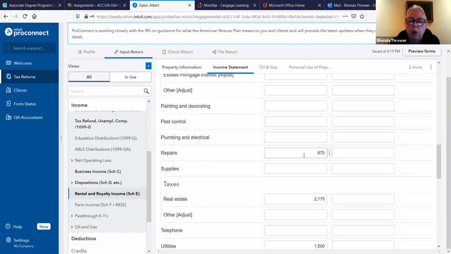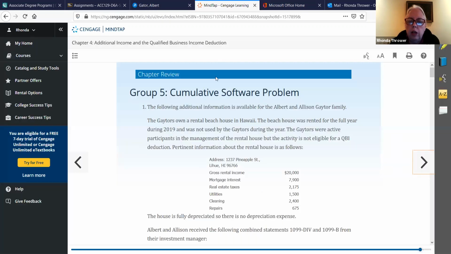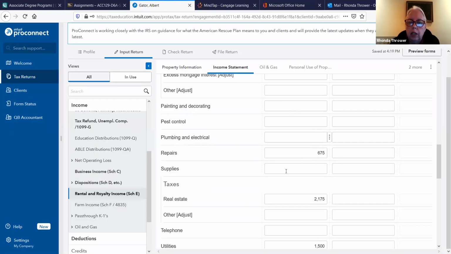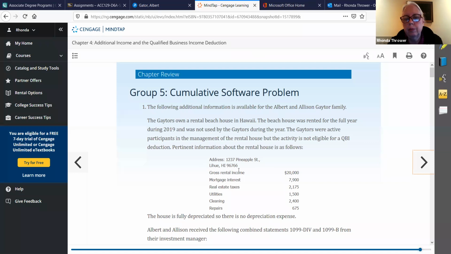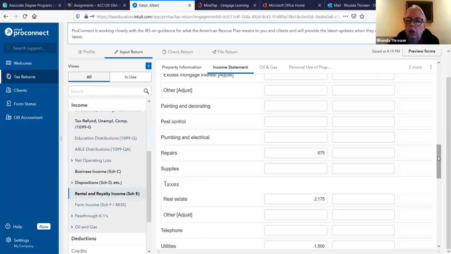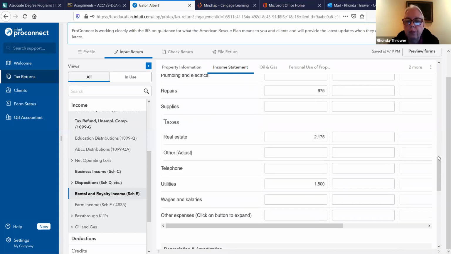And then the next thing that ProConnect says is the repairs. Again, I'm taking that straight off of the instructions. The repairs were $675. And then the real estate taxes, see, this is taxes, and there were real estate taxes that your client paid on this rental. The amount of those taxes were $2,175. So you're basically just putting information into this income statement type of form.